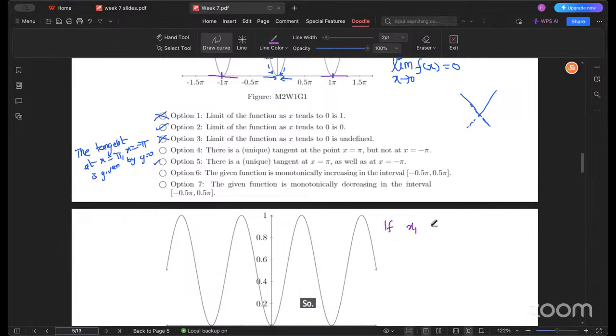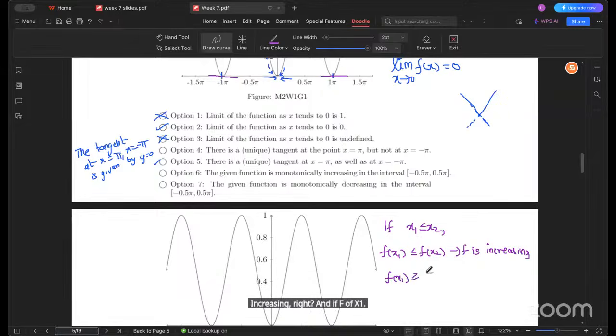So if x1 is less than or equal to x2, and if f of x1 is also less than or equal to f of x2, then we say f is monotonically increasing. And if f of x1 is greater than or equal to f of x2, in that case, f is monotonically decreasing. Okay, the definition we have.